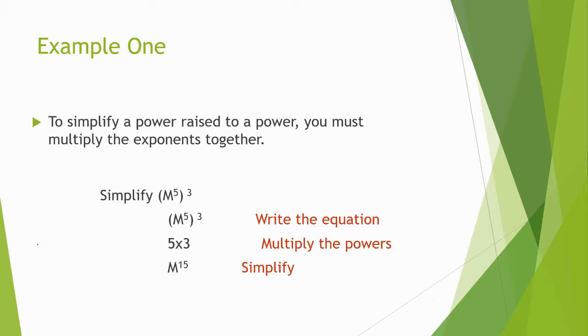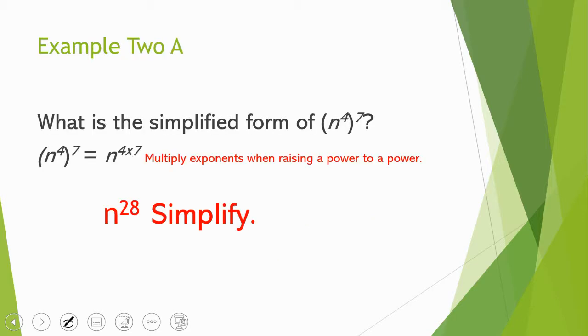So here is m to the 5th to the 3rd power. We're going to take 3 of m to the 5ths: m to the 5th, m to the 5th, m to the 5th, 3 times. So that's really 15 m's, and we get it by multiplying the powers, the 5 times the 3 that you see here. We just multiplied 5 times 3, and we got m to the 15th power. Simple enough, right?